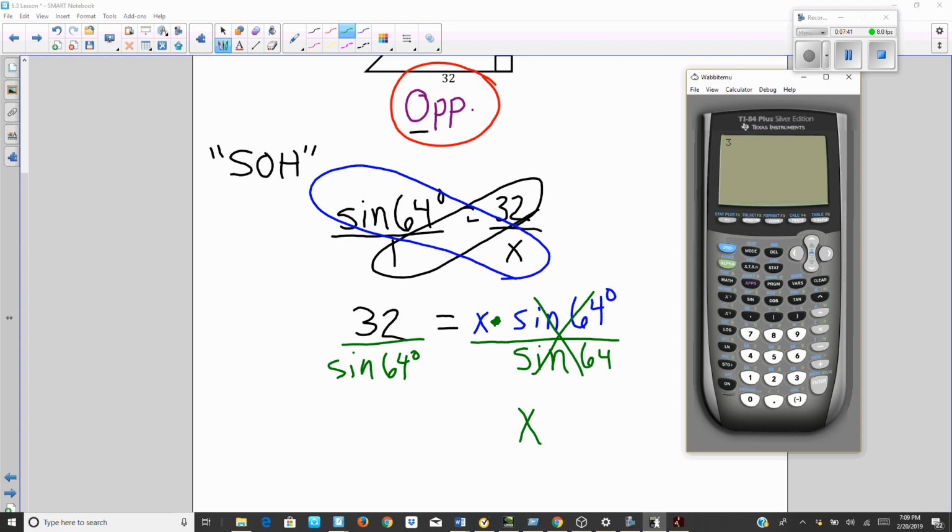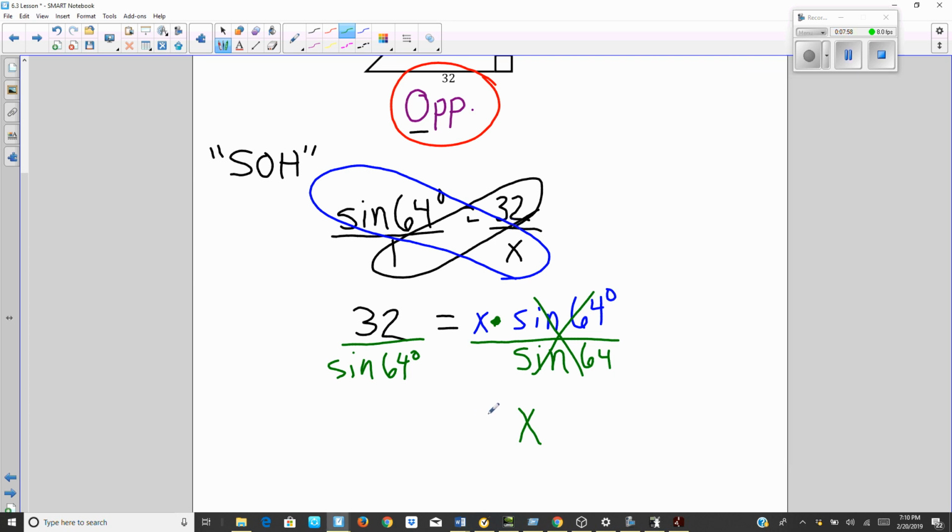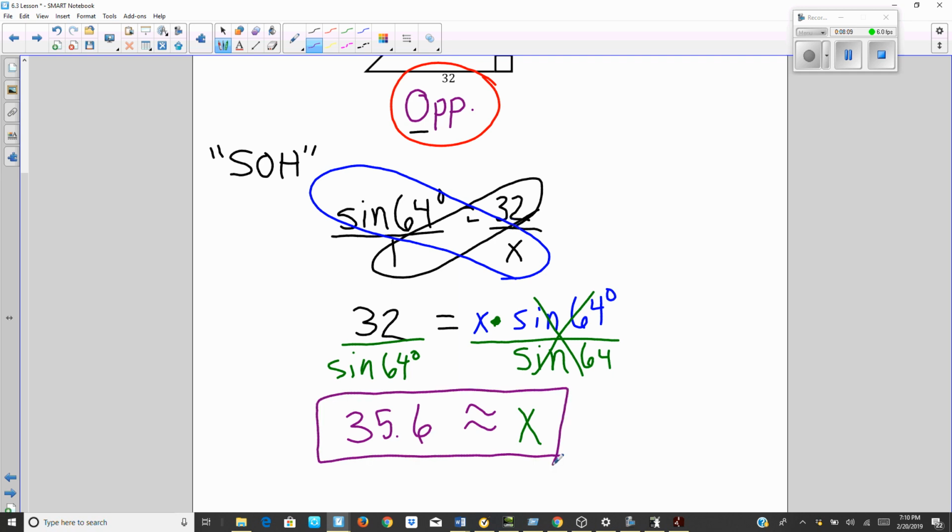So we're going to type in our calculator, 32 divided by the sine of 64. You can use alpha at y equals if you like. But when we type it in, that's what we get. Practice typing it in yourself. But you should get about 35.6. Again, rounded to the nearest tenth. Encourage you to pause it and try the last one on your own.